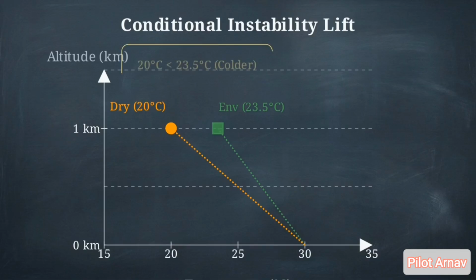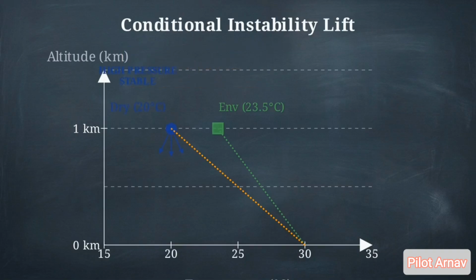Compare the numbers. The 20-degree parcel is significantly colder, and therefore denser, than the 23.5-degree environment. This dense pocket creates a localized high-pressure system. It sinks, proving that dry air in this conditional state is strictly stable.